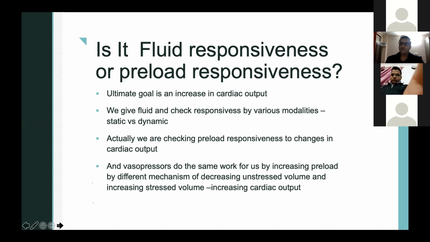Also, if we see the stressed and the unstressed volume model, the vasopressors are doing the same work for us by increasing the preload by a different mechanism of decreasing the unstressed volume and increasing the stressed volume, thereby increasing the cardiac output. So actually we are checking on the preload responsiveness to changes in the cardiac output rather than fluid responsiveness. And preload responsiveness can be checked even with vasopressors.